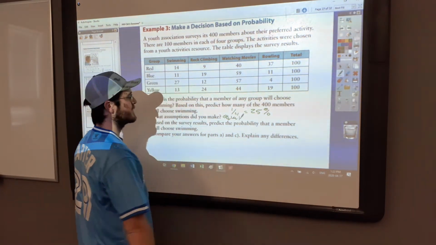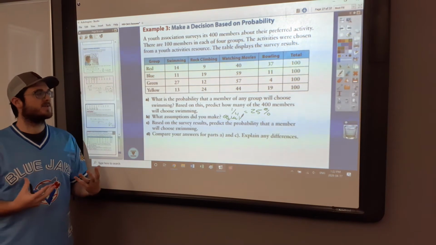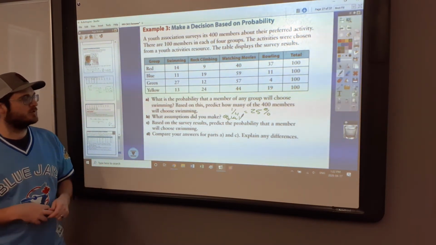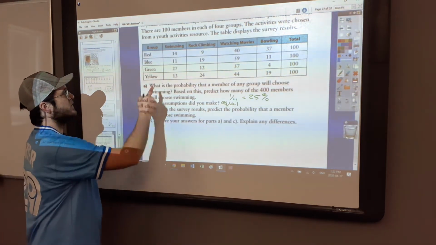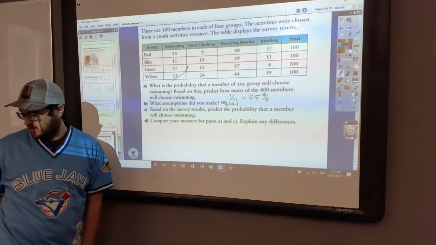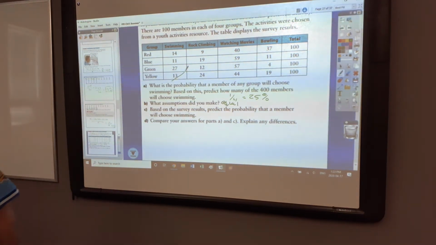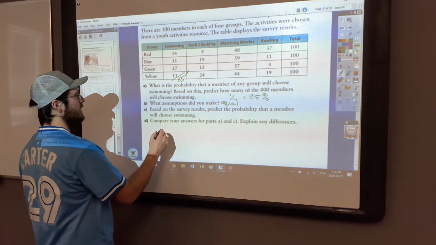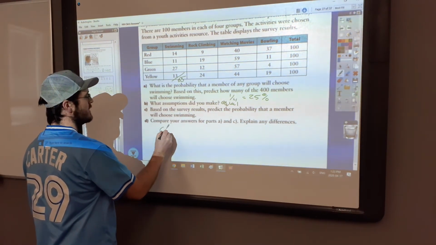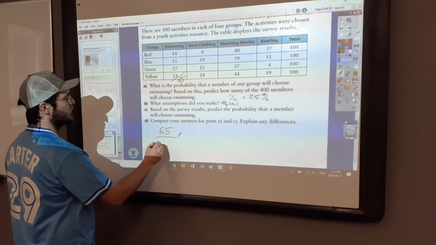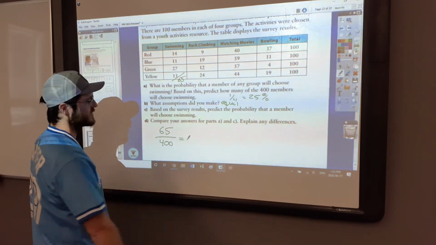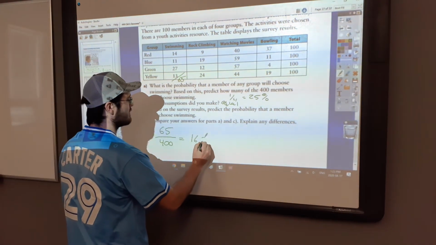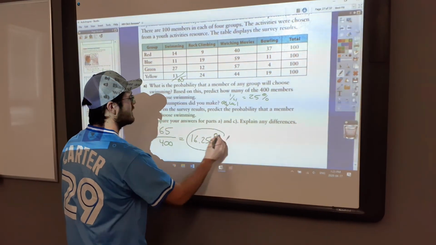Okay, so then we get into some math in C. Based on the survey results, predict the probability that a member will choose swimming. Well, you can just add up all the ones that chose swimming, which I did already. You get 65. The probability that they would choose swimming would then be 65 out of the total, favorable over total. There were 400 people who took this survey. So 65 out of 400 is only 16.25%. So it's a little less than 25%.